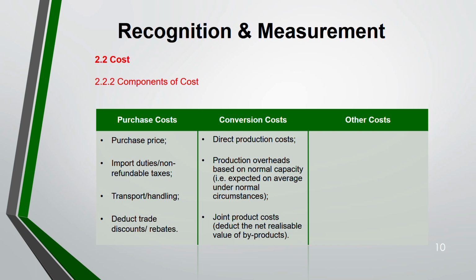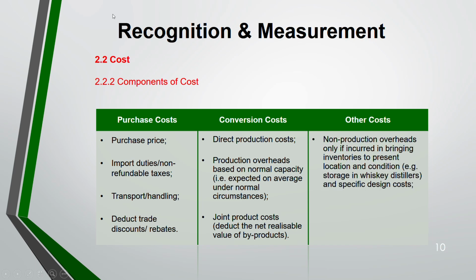Then other cost, non-production overhead, only if incurred in bringing the inventory to present location and condition. Example, storage in whiskey distillers and specific design cost. They are necessary to bring the inventory to its location and condition. Next, borrowing cost in limited circumstances. This we'll see in detail in IAS 23, the borrowing cost.